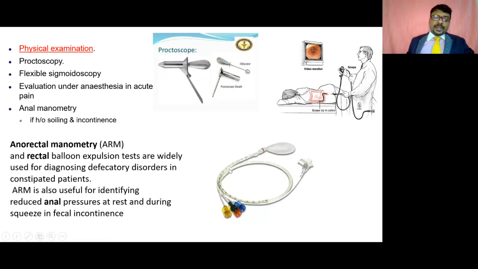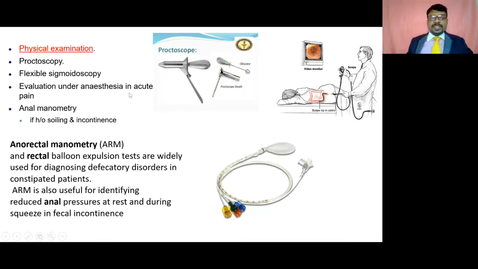So this is used for the diagnosis of any defecatory disorders, any defecation problem. It is mainly used to reduce the anal pressure at rest and during squeezing in fecal incontinence. It is inserted inside the rectum, and with the distal balloon, an expulsion test is done. It is going to show some abnormality. We are going to find out whether there is any tone problem or whether it is because of defecating problems. We can easily find this with anorectal manometry.